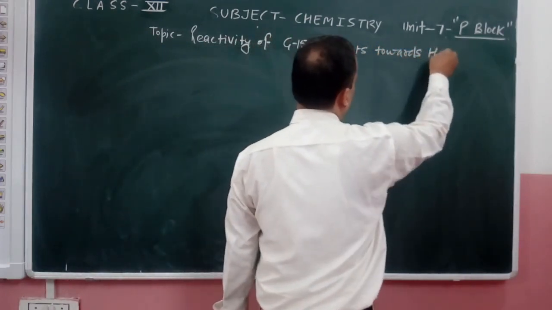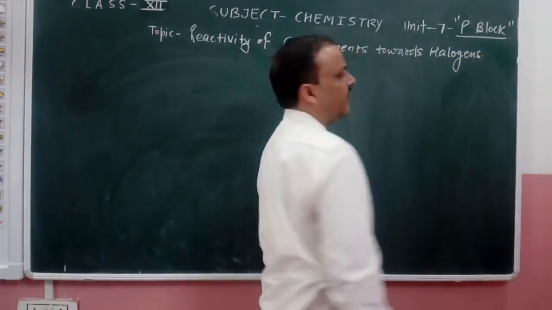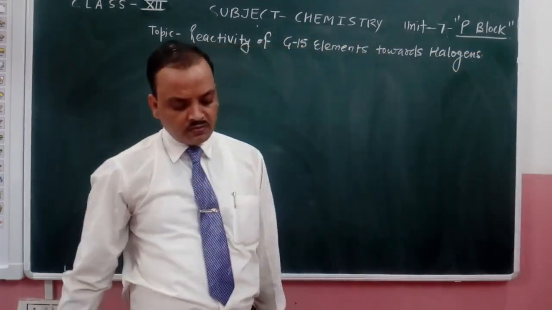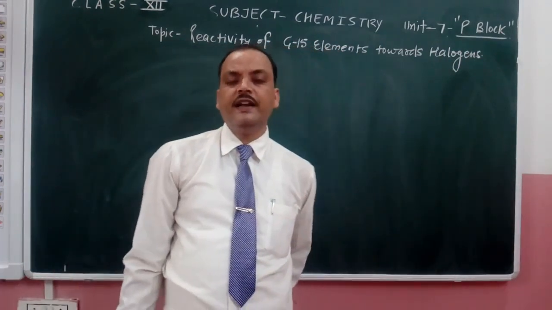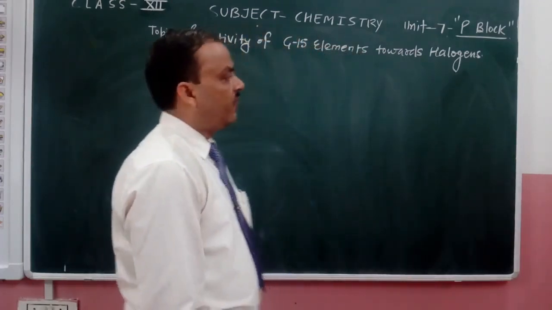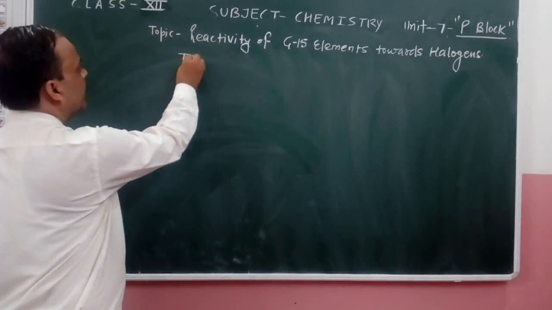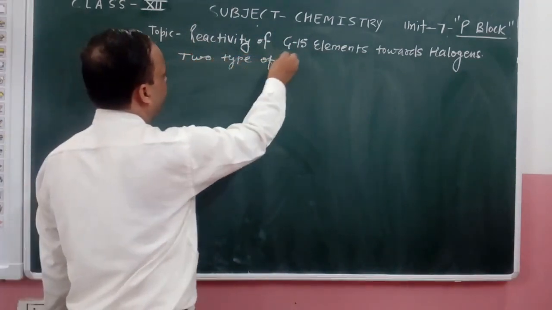towards halogens. Halogen means elements of the group number 17. So what reactivity they have? Group 15 elements have two types of halides. They have two types of halides.